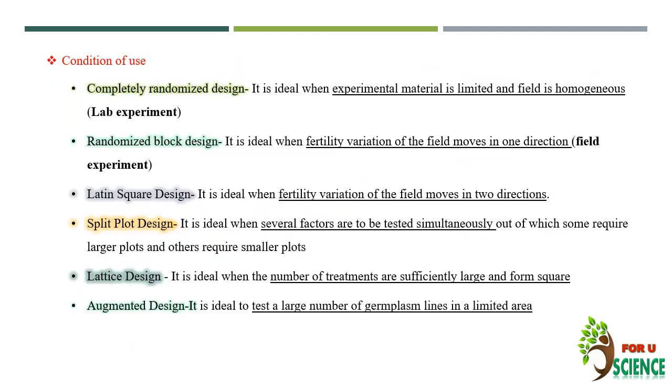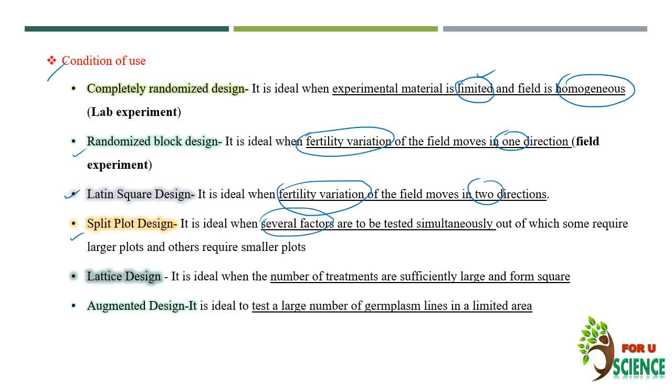If we summarize all the things we have discussed till now, about the 6 experimental designs, we see the conditions of use. We use the CRD when the experimental material is limited and the field is homogeneous. We use the randomized block design when there is fertility variation of the field in one direction. We use the lattice square design when there is fertility variation in two directions. We use split plot when several factors are tested simultaneously.